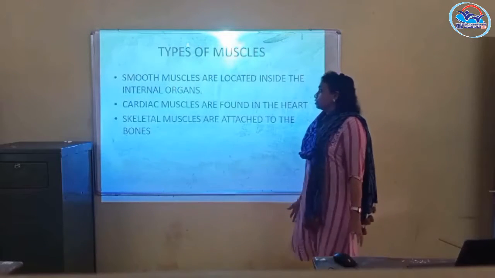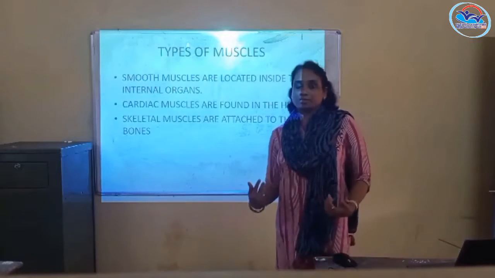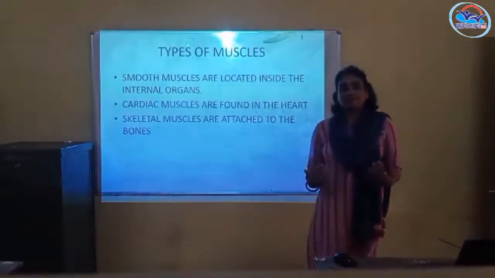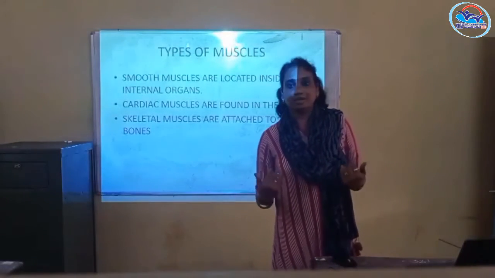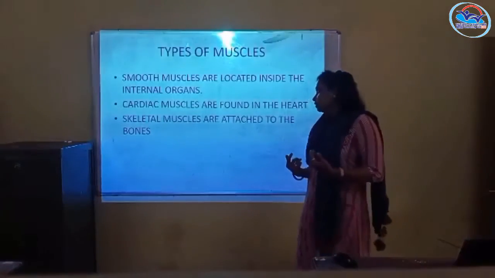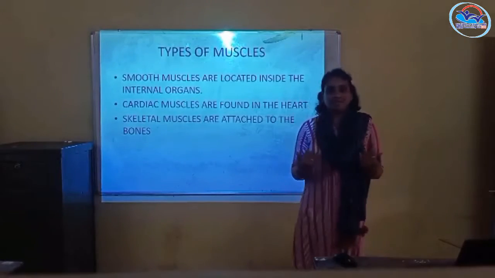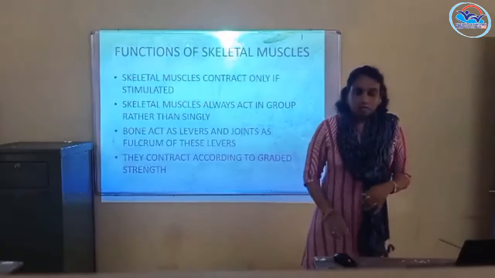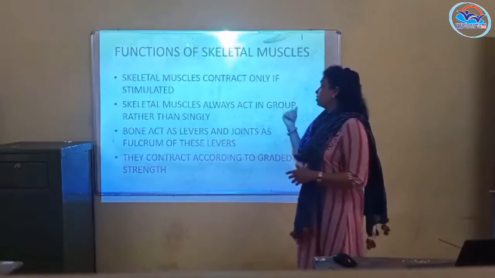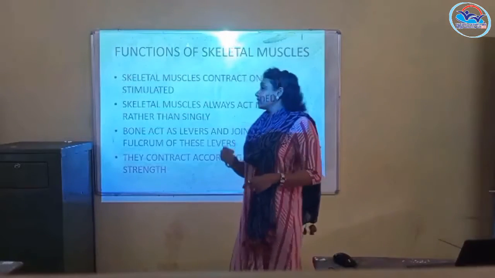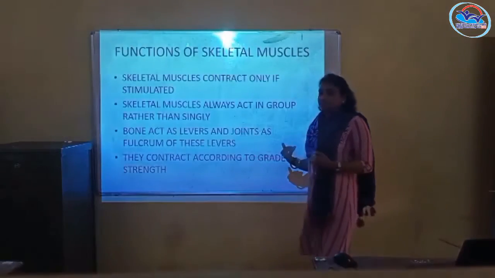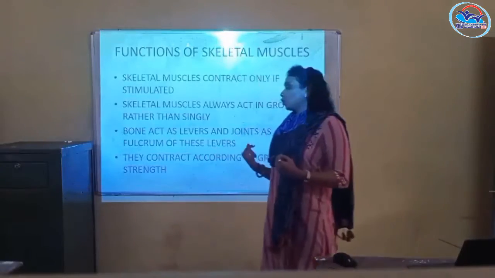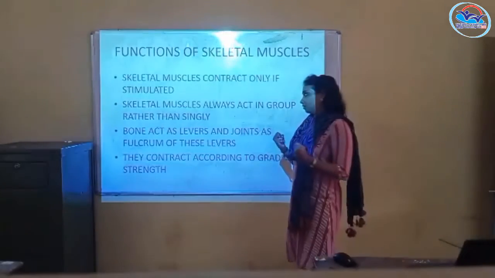Types of muscles. Smooth muscles are those muscles that are located inside our internal organs, and cardiac muscles are those muscles that are found in our heart. The skeletal muscles are the muscles that are attached to the skeleton. Now we will discuss the functions of skeletal muscles. Skeletal muscles contract only if stimulated. That means if we get a stimulation, then only the skeletal muscles contract.